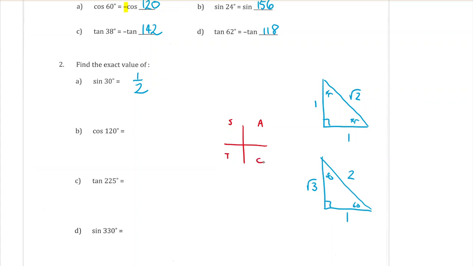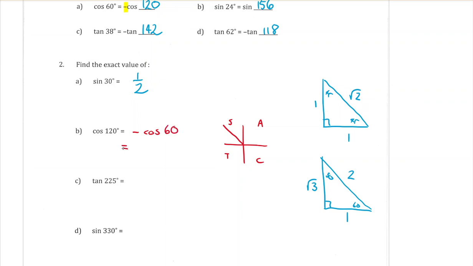So if my angle is 120 degrees this time, which quadrant am I in? The 1, 2, 3 or 4? 2. So I have an angle in here. Is cos of something in that quadrant going to be positive or negative? Negative, because it's cos in the sine quadrant. We know there's going to be a negative sign in here. So it's going to be negative cos, and we want to find the reference angle, because our triangles are only acute angles. We're kind of doing this in reverse. What's 180 minus 120? 60. So 60 is the reference angle.